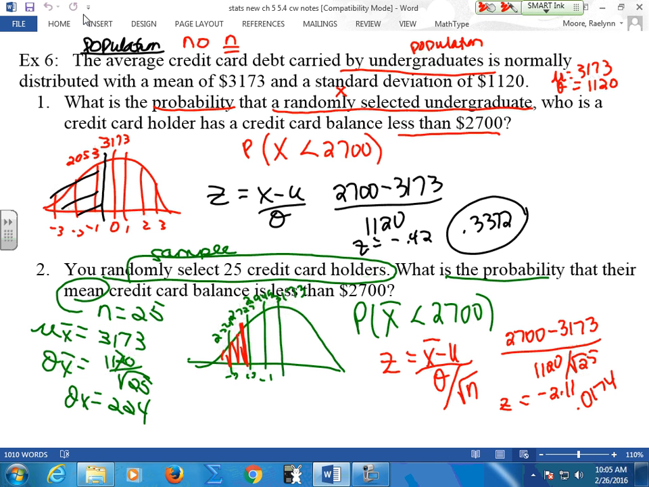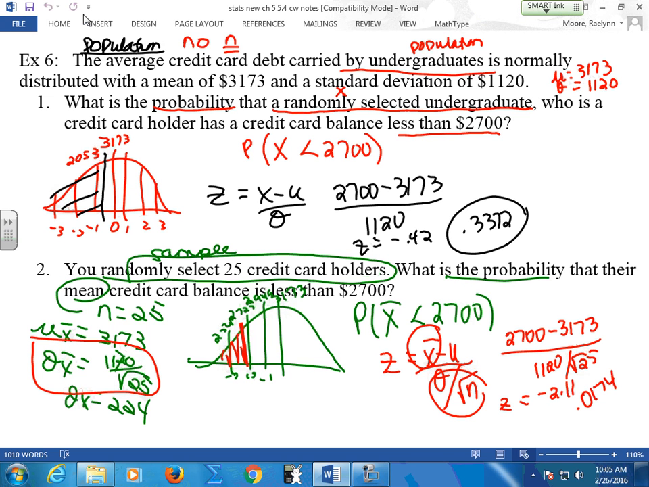But we've got just a little bit of a change here. This you notice, this you notice. I like this problem because it shows you the difference between sample and population. Okay?